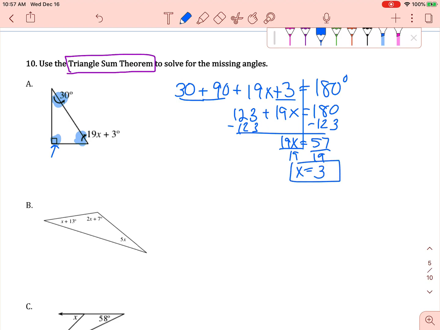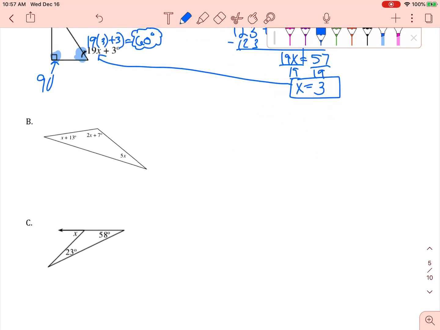Okay, it says use the triangle sum theorem to solve for the missing angles. So I have my x value of 3. We're then going to take the 3 and plug it back in to find the missing angle. 19 times 3 plus 3 should equal 60 degrees. So your missing angle is 60 degrees, which we could have said because 90 and 30 adds to 120. 180 minus 120 is 60 degrees.